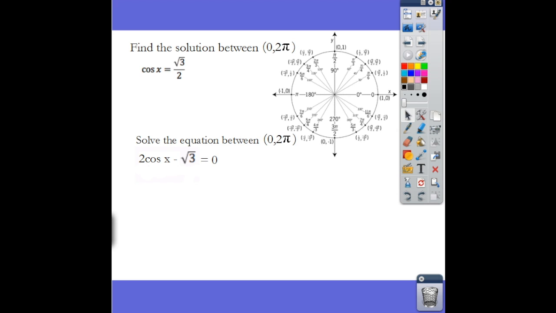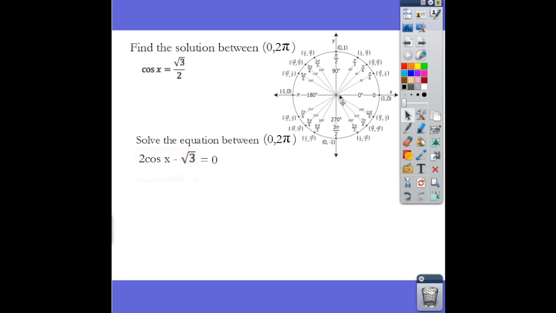Our past example had infinitely many solutions, but if you are given parameters, there are a finite number of solutions. So let's look at cosine of x equals square root of 3 over 2 between 0 and 2 pi. If we put parameters between 0 and 2 pi, that's the parameters for the unit circle, so we know that there can only be two solutions.